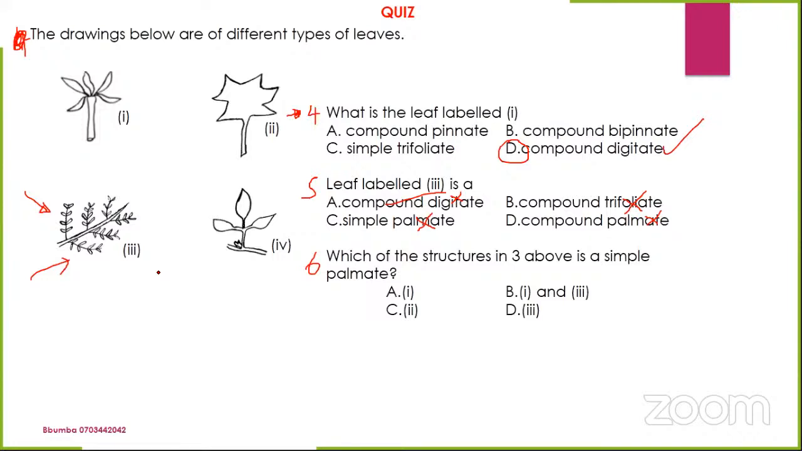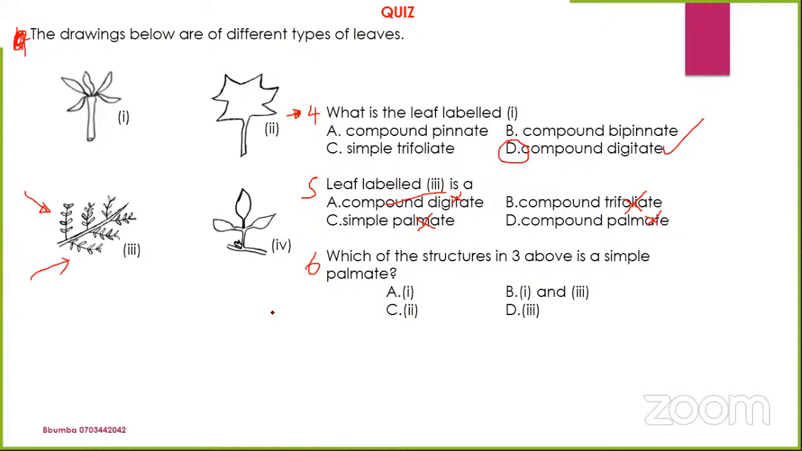Okay, let me choose another person here. I'm having Cravens. Yes, Cravens. It's Roman 2. Roman 2, yes, because it's actually the only simple leaf there. The rest are compound. Remember, the difference between a simple and a compound leaf is this: with a simple leaf, its lamina, that is its entire leaf surface, is not divided into leaflets. But for a compound leaf, its lamina is divided into leaflets.